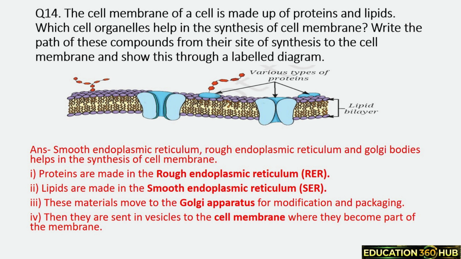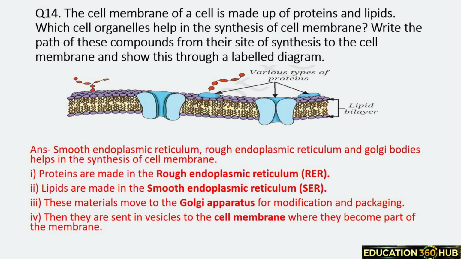Question number 14. The cell membrane of a cell is made up of proteins and lipids. Which cell organelles help in the synthesis of cell membrane? Write the path of these compounds from their site of synthesis to the cell membrane, and show this through a labeled diagram. Answer. Smooth endoplasmic reticulum, rough endoplasmic reticulum, and Golgi bodies help in the synthesis of the cell membrane.